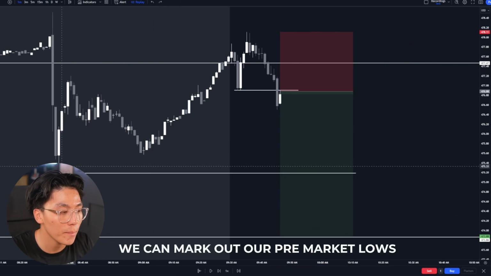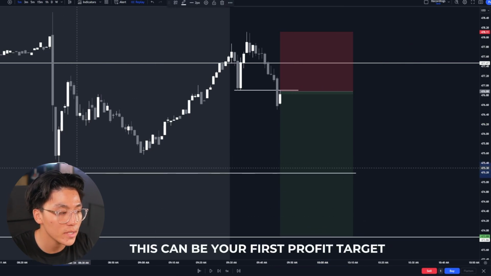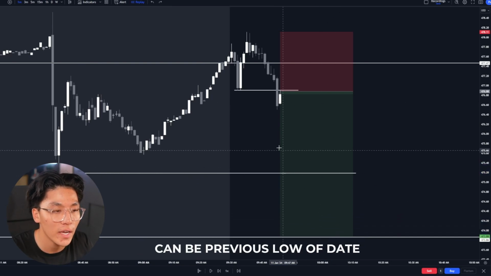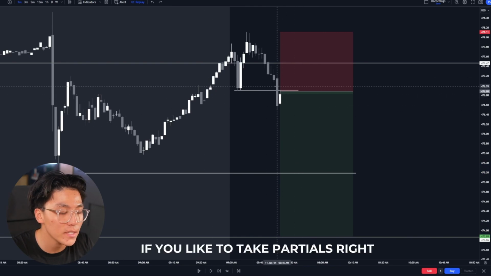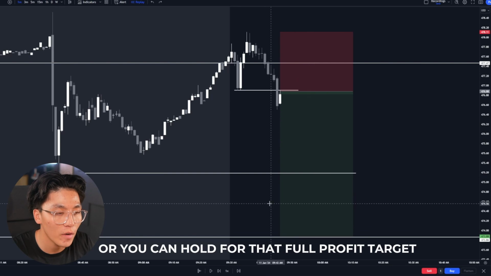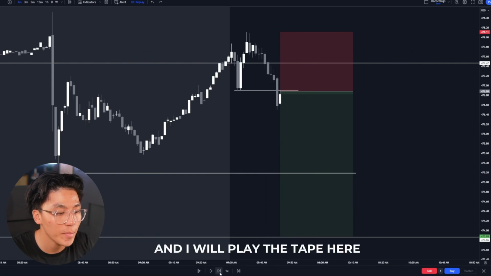If you want, we can mark out our pre-market lows. This can be your first profit target, and your final profit target can be previous low of day. Either one works. If you like to take partials, right, this will be a level, or you can hold for that full profit target. And now we'll play the tape here.